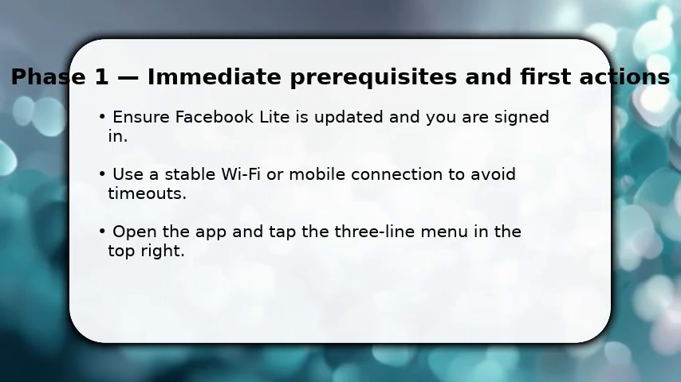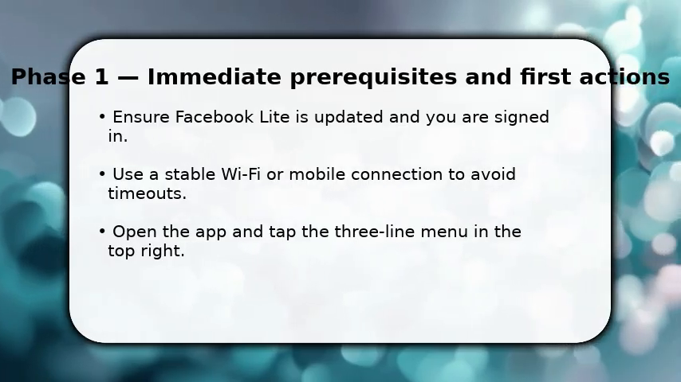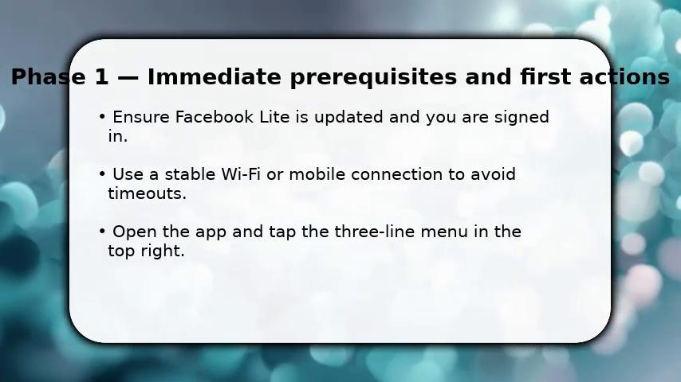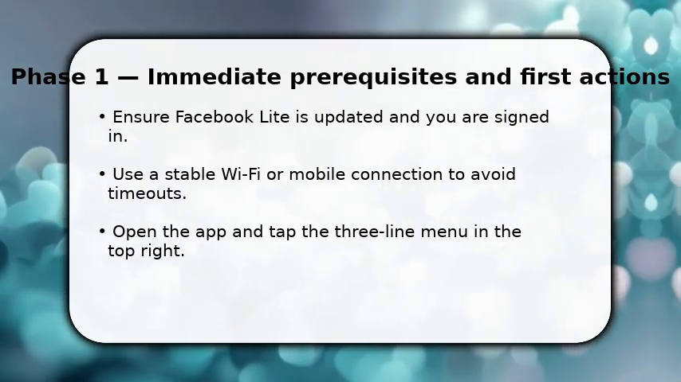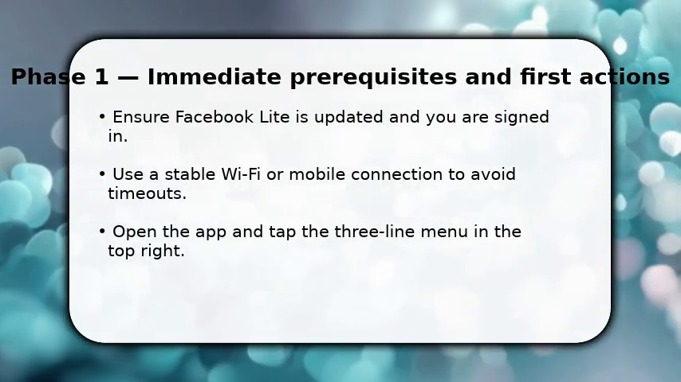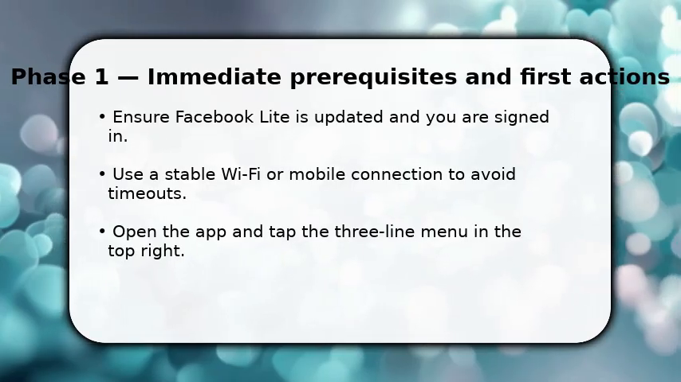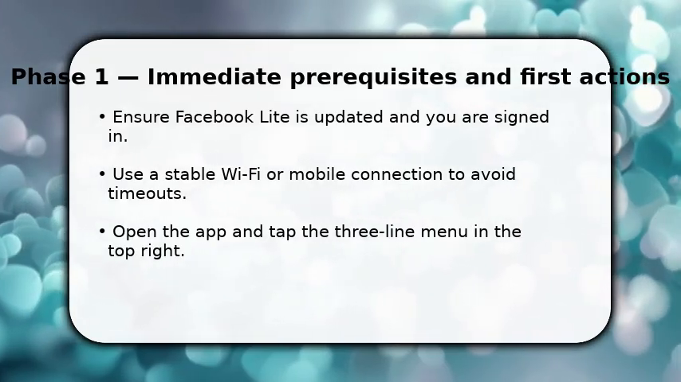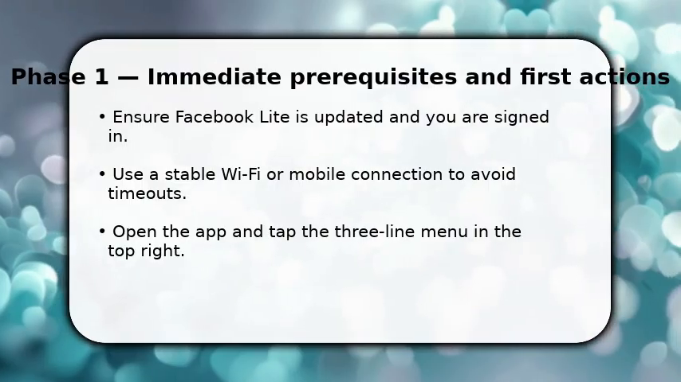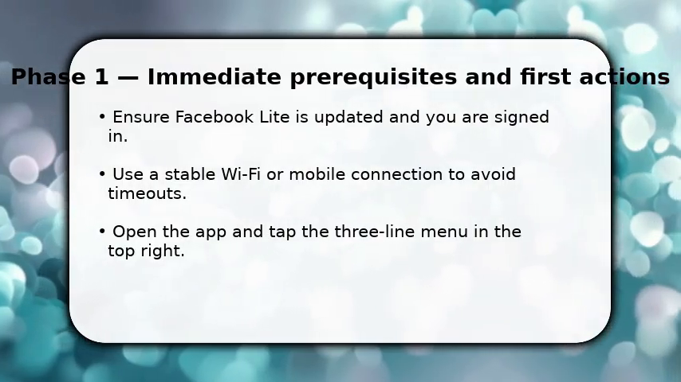Are you ready? Make sure Facebook Lite is updated and you're logged in because cached sessions speed the process. Once done, open the app and tap the three-line menu in the top right. This is where navigation hides. You'll see shortcuts and your profile. Tap your profile picture or name to access personal settings.